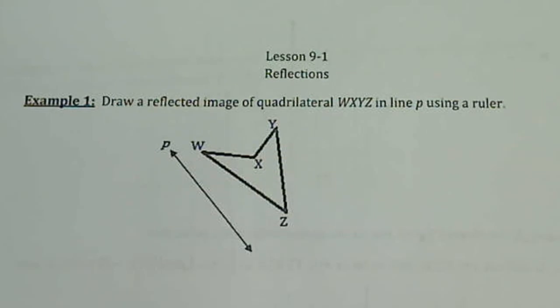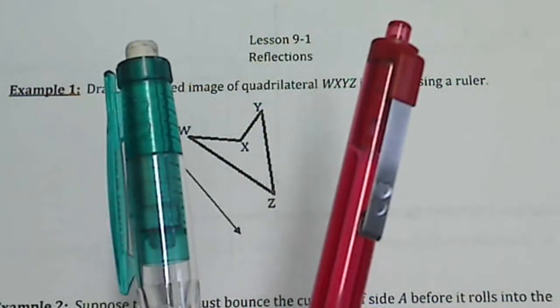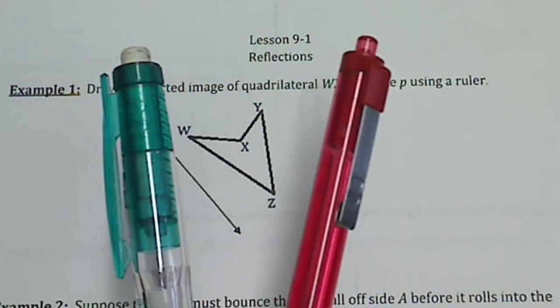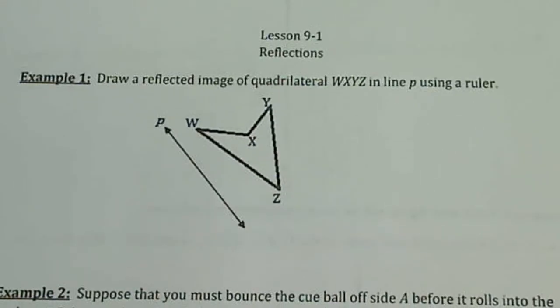Chapter 9 is all about transformations. We've got reflections, translations, rotations, and dilations we're going to talk about in this chapter. For Lesson 1 on reflections, you will need a ruler, a highlighter, a pencil, and a different colored pen, just to make drawing these images a lot easier for me to grade.